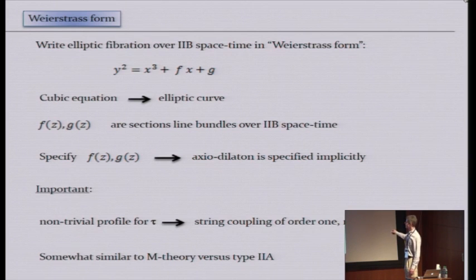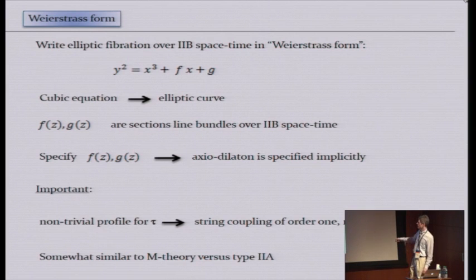Another important point that I have to make is that we are really considering varying axiodilaton over the type 2B spacetime now. So it has a non-trivial profile, which means in particular that the string coupling is typically of order 1. It's non-zero. So this is not a perturbative type 2B compactification. In perturbative type 2B, the string coupling has to be infinitesimally small. Here it has some profile, it varies over the spacetime, and typically it's of order 1.